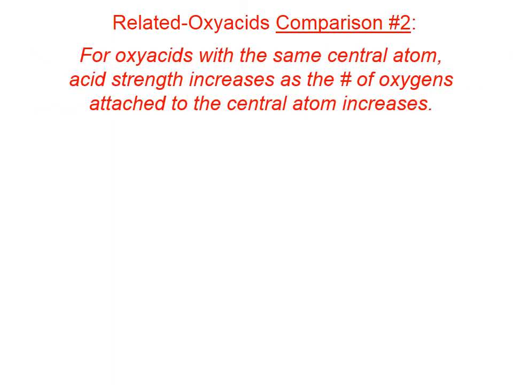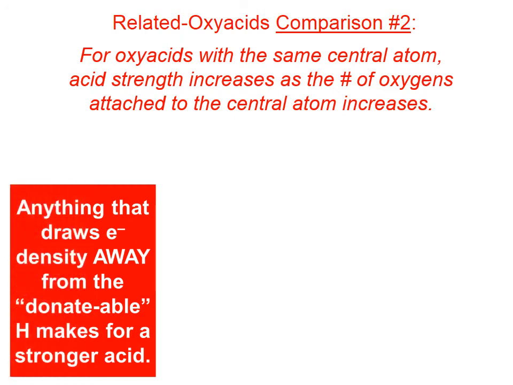Let's look at a second trend. Related oxyacids comparison number 2. For oxyacids with the same central atom, acid strength increases as the number of oxygens attached to the central atom increases. Well, if you increase the number of oxygen atoms, you certainly are more able to draw electron density away from the donatable H. If we compare these two, the one on the bottom, which is bromous acid, has 2 oxygen atoms compared to hypobromous acid on the top, which only has 1 oxygen atom.